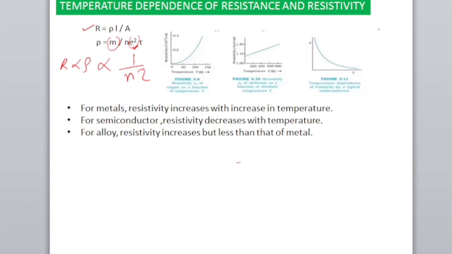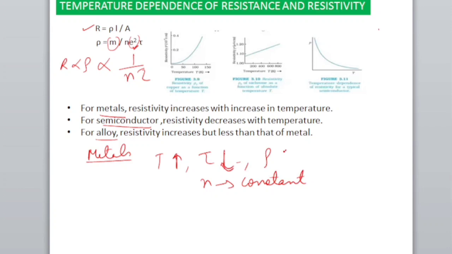So how does this resistance depend on temperature in the case of metals, semiconductors and alloys? In the case of metals, what happens? When temperature increases, relaxation time decreases, right? The time between collisions decreases as the electrons move with faster velocities. Their speed increases, so relaxation time decreases. But for metals, N is constant. The number of electrons is always constant in the case of metals. So relaxation time decreases, it means resistivity increases.